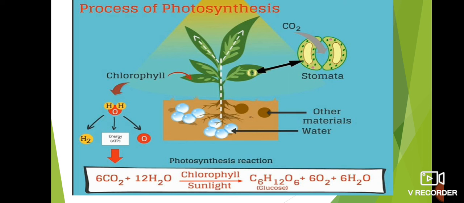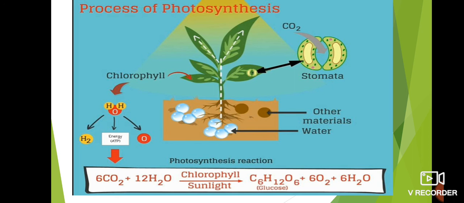Then the root absorbs water and other materials from the soil and transports them into the leaves and other parts of the plant. First, the surface of green leaves has small pores called stomata. In the stomata, guard cells are present. In the guard cells, the exchange of carbon dioxide takes place.